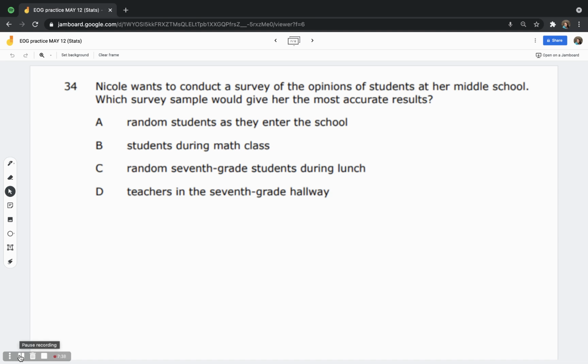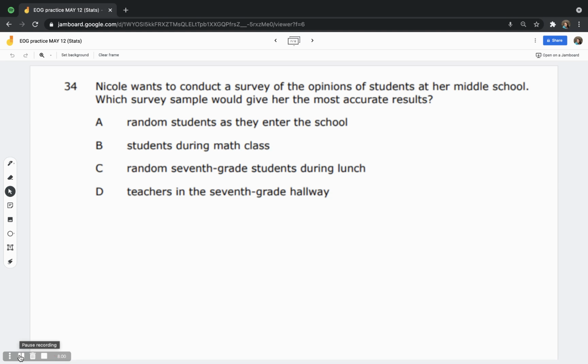Number 34, Nicole wants to conduct a survey of the opinions of students at her middle school. Which survey sample would give her the most accurate results? So A says random students as they enter the school. B, students during math class. C, random 7th grade students during lunch. Or D, teachers in the 7th grade hallway.